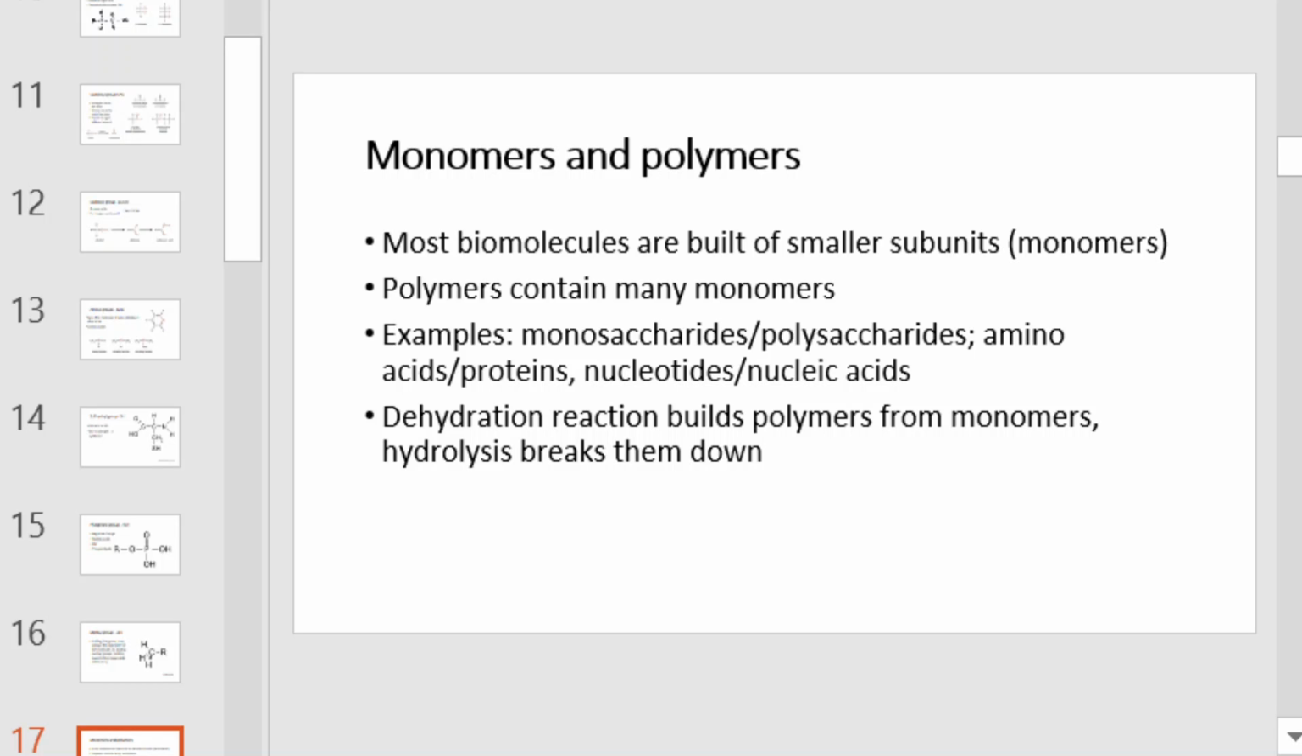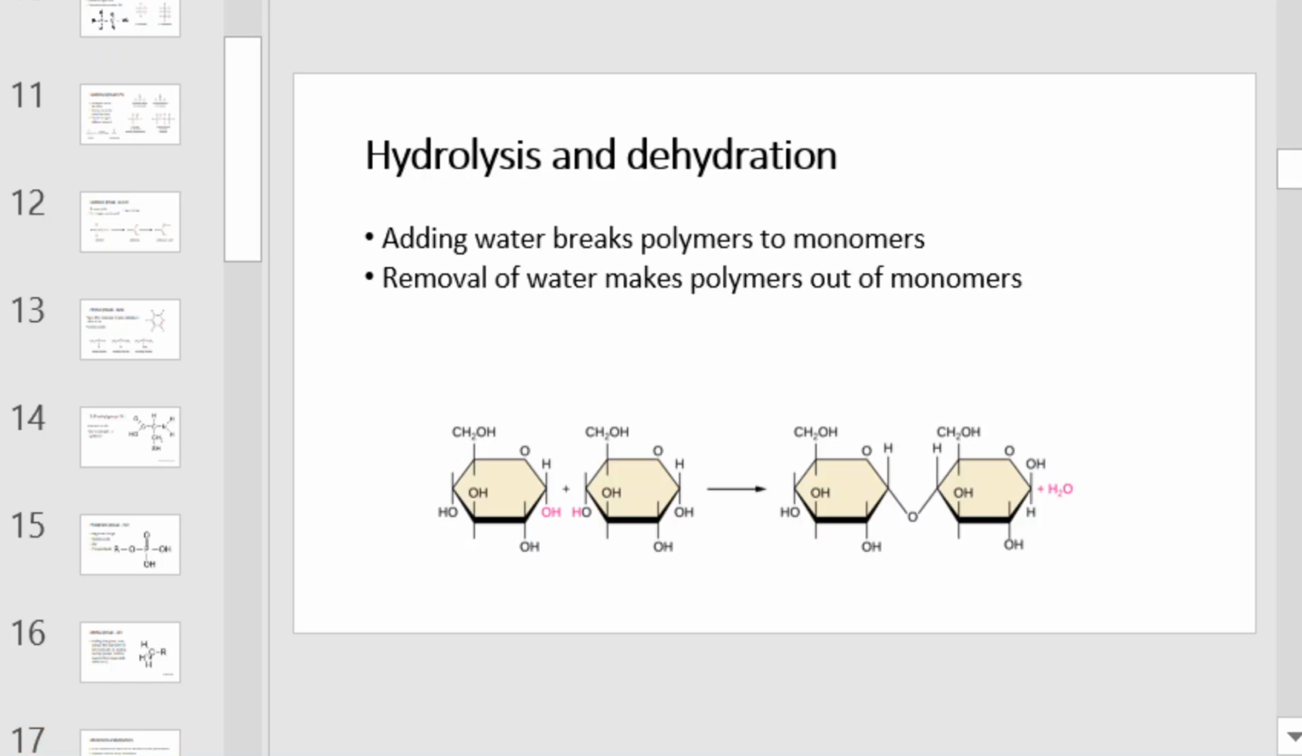Dehydration synthesis reactions are common in building polymers from monomers, while hydrolysis reactions break them down. This is an illustration of hydrolysis and dehydration. Adding water breaks polymers into monomers, while the removal of water makes polymers out of monomers.